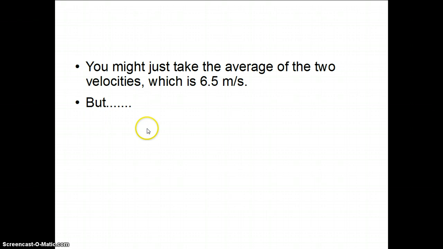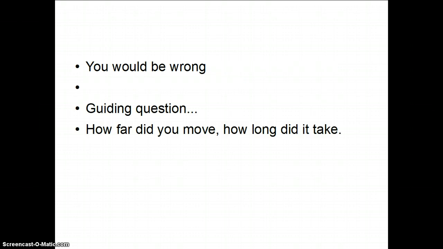So we go 100 meters forward, and then we go another 100 meters forward from that. You might be thinking that if I just take the average of the two velocities, which is 6.5, that would get me the correct answer. However, you would be wrong. Your guiding questions when figuring out the average velocity are: how far do you end up moving overall, and how long does it end up taking? Those two pieces of information are very important to figure out.